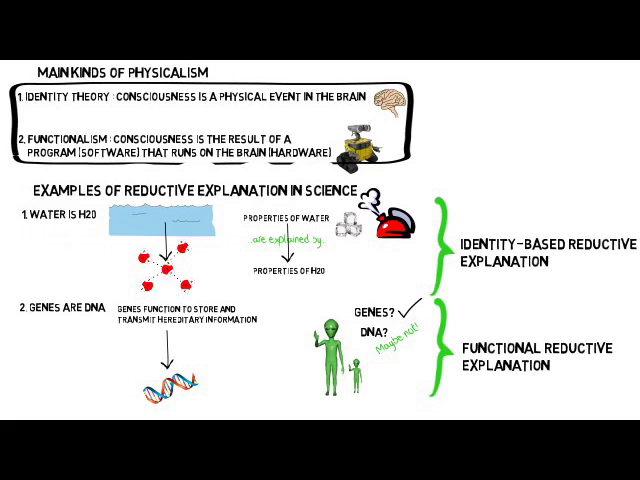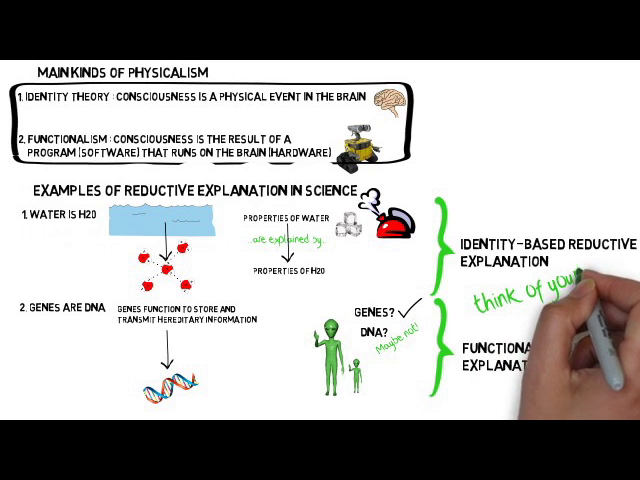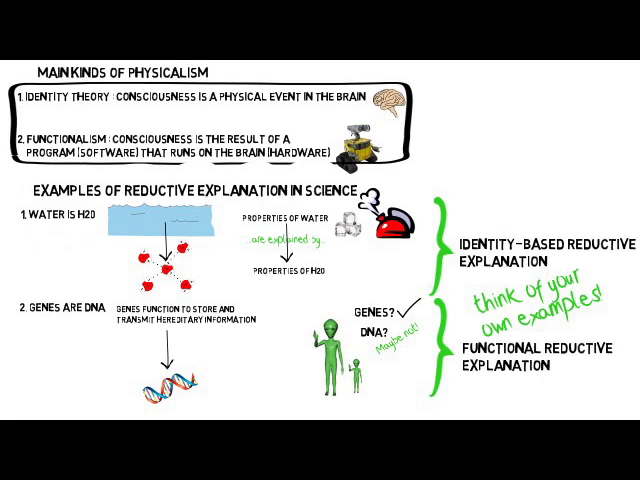And now here's your first challenge. I'd like you to think of several further examples of both identity-based and functional explanation from science. And try to think of examples from different sciences. Don't just give me a list of different reductive explanations in chemistry. Also, see if you can find examples of identity-based or functional reductive explanation outside of science, from everyday life.